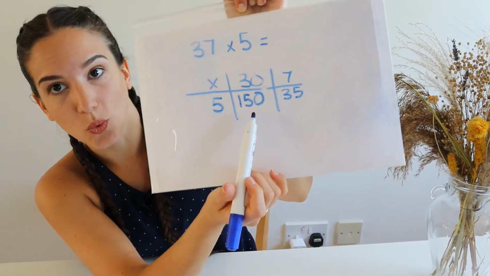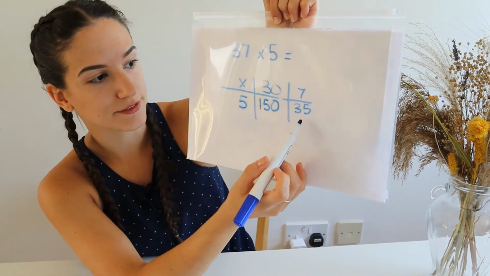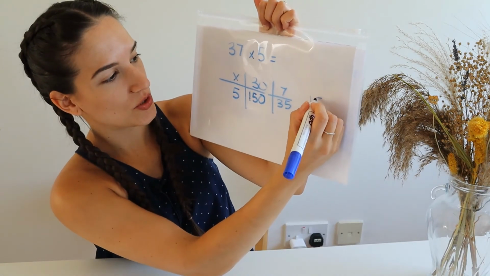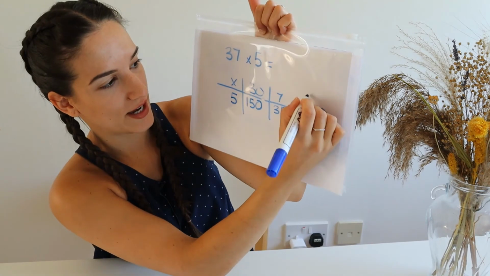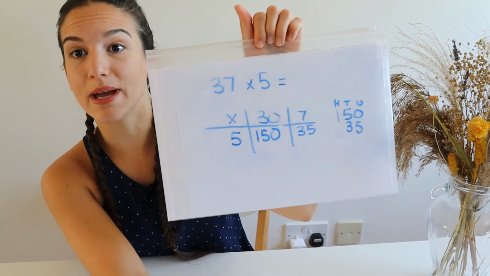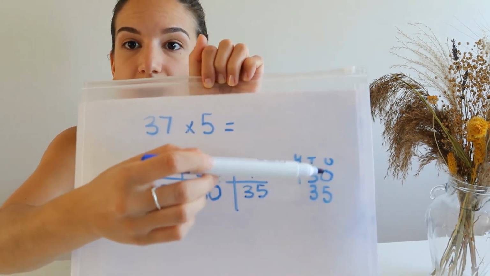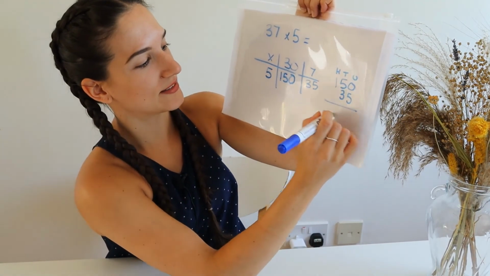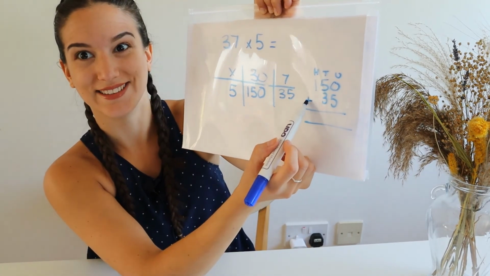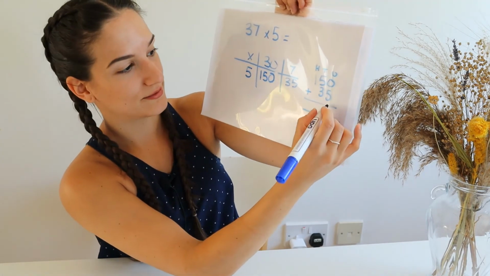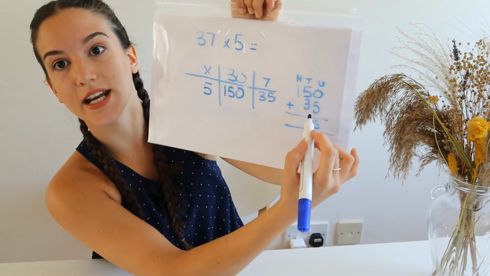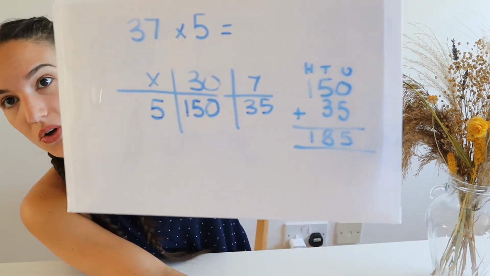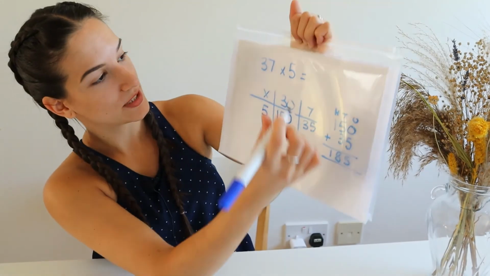I got my answers here. I got 150 and 35. So now I'm going to add them together. So 150 and 35. When you do it in your books or on your piece of paper, make sure that your numbers are in the right column. Units, the tens, hundreds. Okay? And don't forget your add. So 0 add 5. It's 5. 5 add 3. 8. And 1 add nothing. 1. 185. So that's my answer.